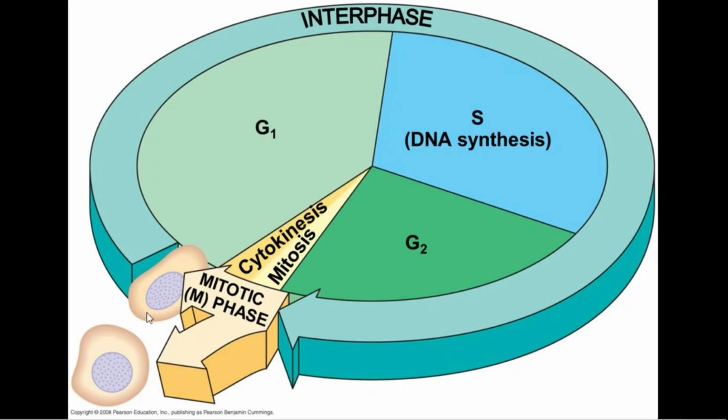And then each daughter cell will enter interphase, will enter G1 of interphase and start its very own cell cycle. Okay, so that is the life of a typical somatic cell.